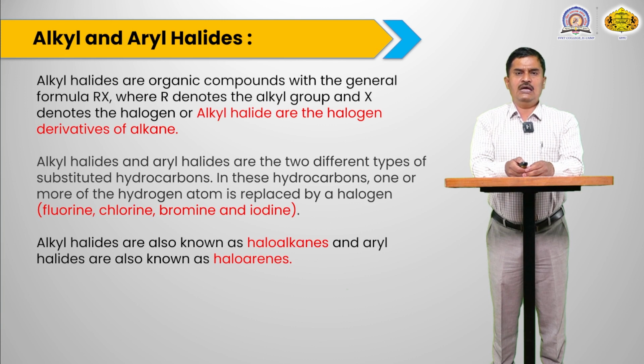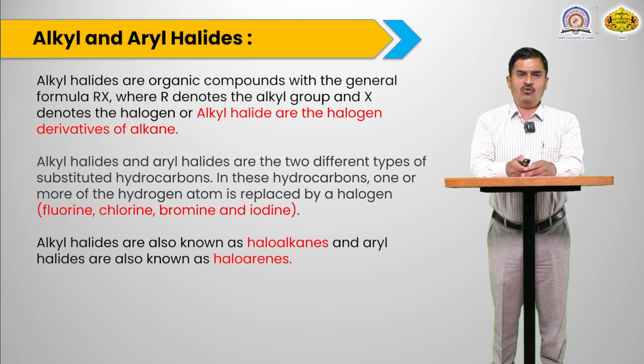Alkyl halides are organic compounds. If we see the structure of an alkyl halide, it is RX. R is the carbon part, which may be an alkane, meaning a hydrocarbon, and X is the halogen. According to the formula RX, the simple definition of an alkyl halide is the halogen derivative of an alkane. Those compounds containing a halogen are known as alkyl halides, the halogen derivatives of alkanes.